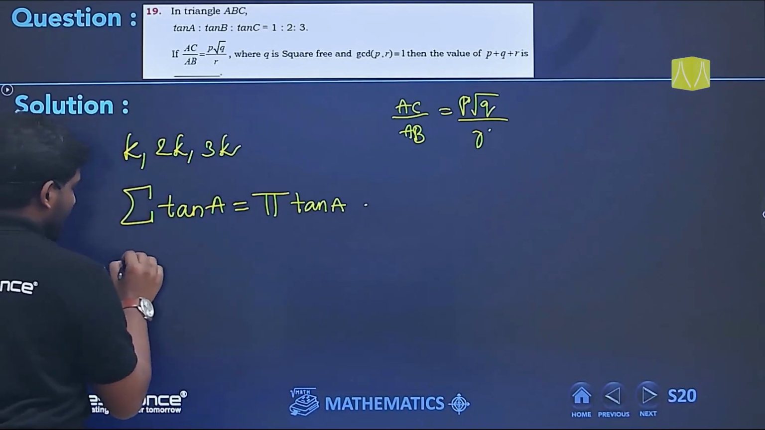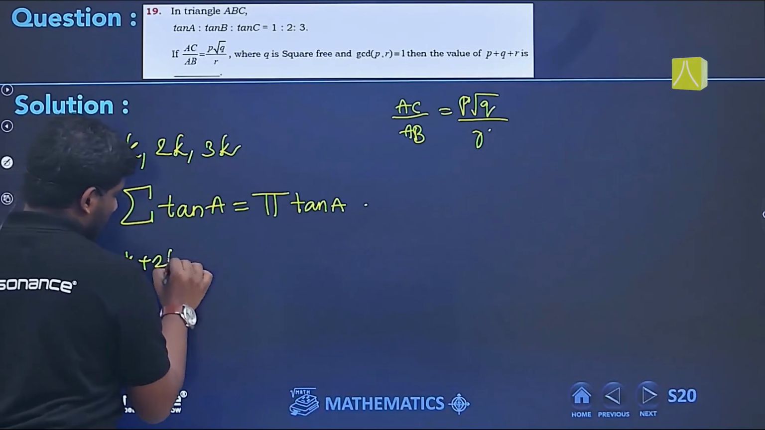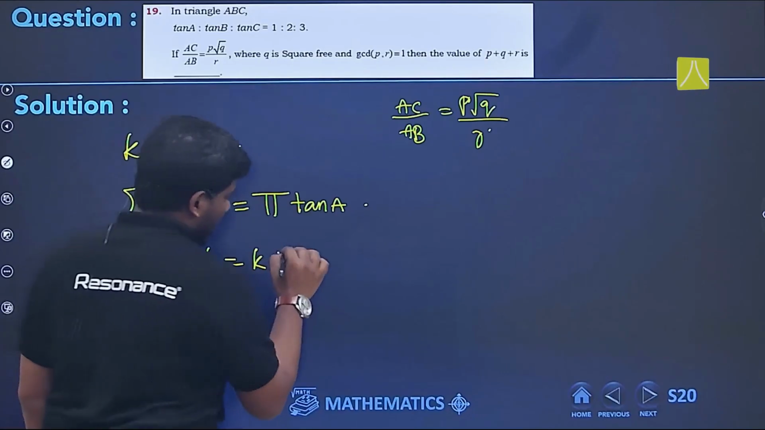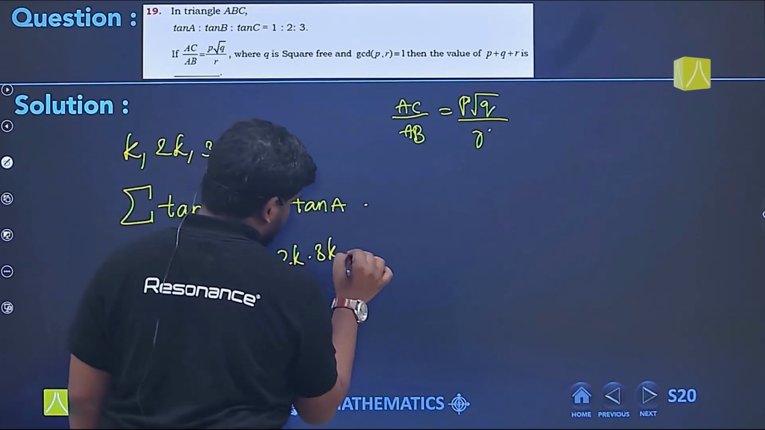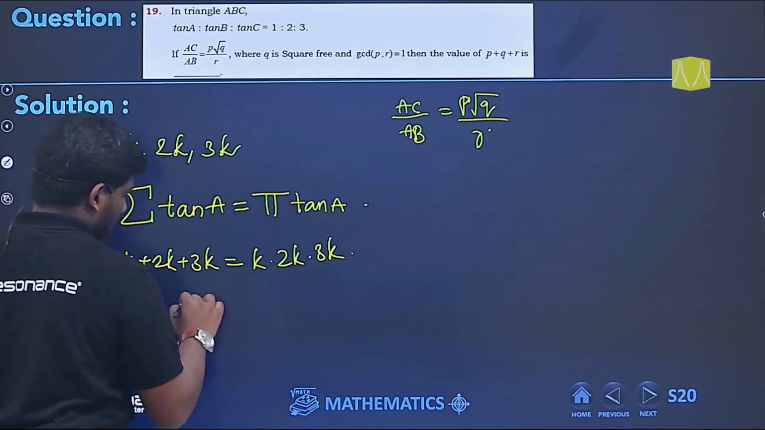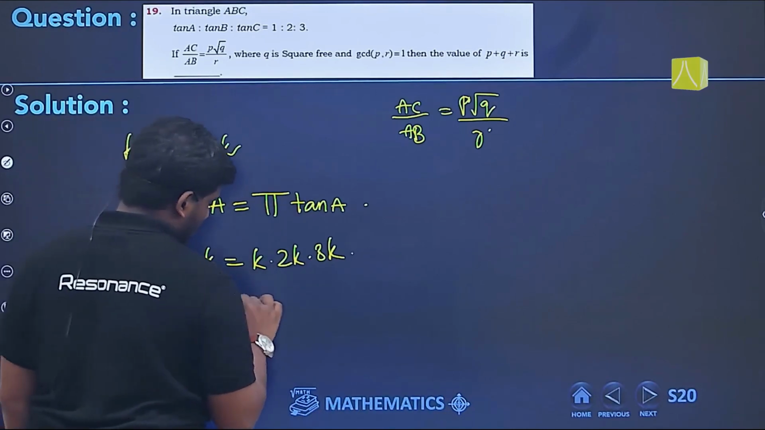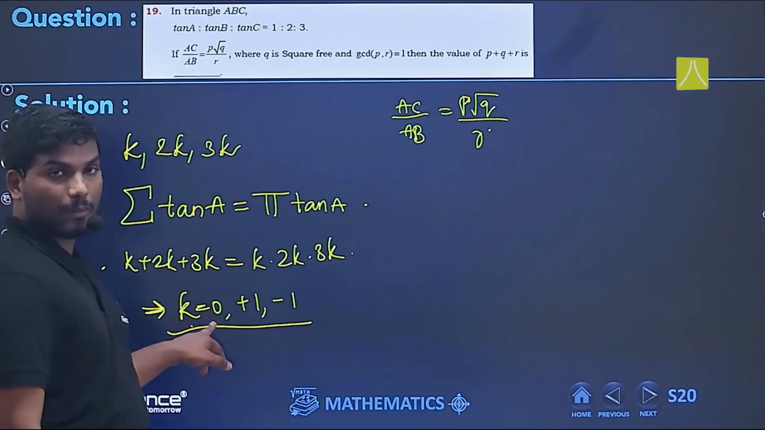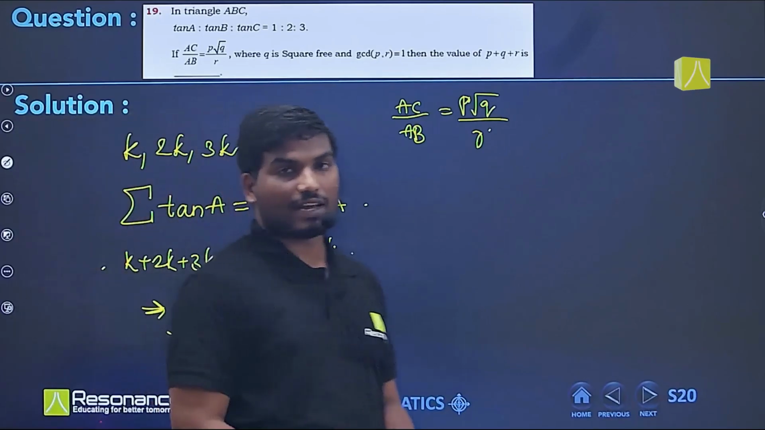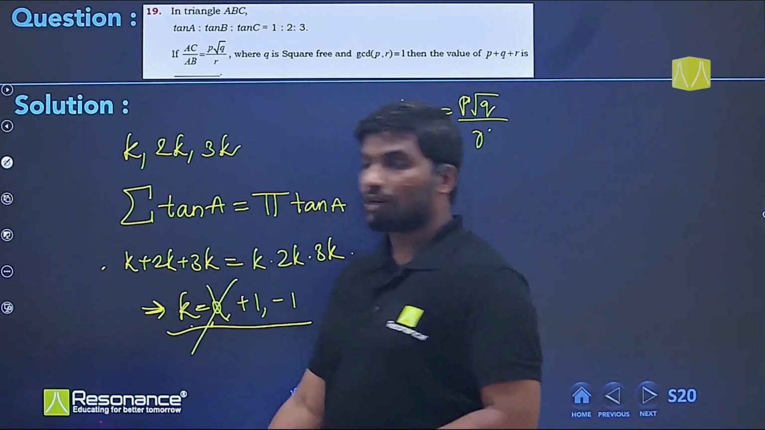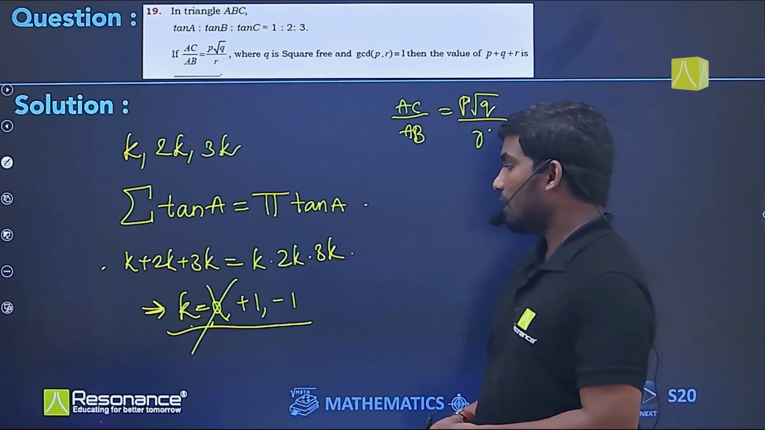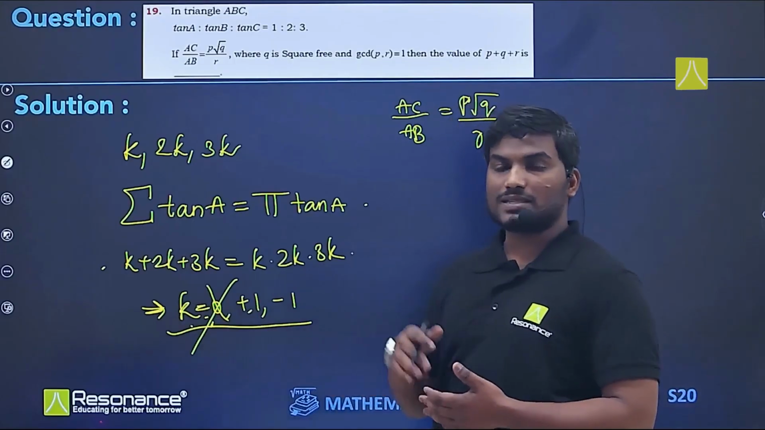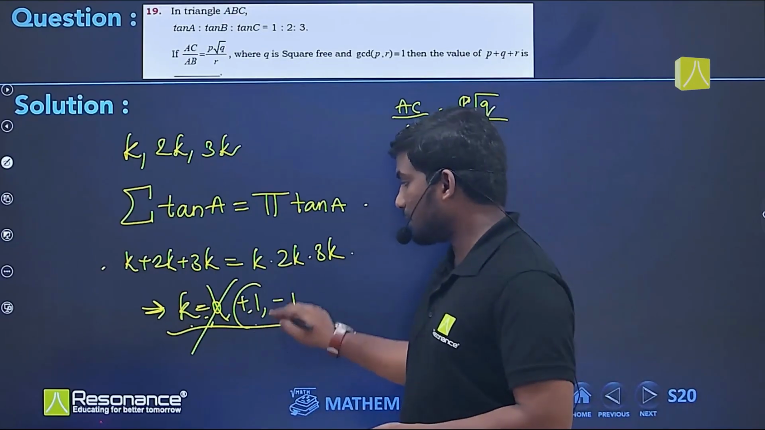Now sigma tan A is K plus 2K plus 3K, which is equal to K into 2K into 3K, from which you get K equal to 0 or plus 1 or minus 1. So K equal to 0 implies one of the angles is 0, which is impossible in a triangle. So K equal to 0 is not to be considered. K equal to 1 gives us tan A is 1, tan B is 2, and tan C is 3. So this can be considered.